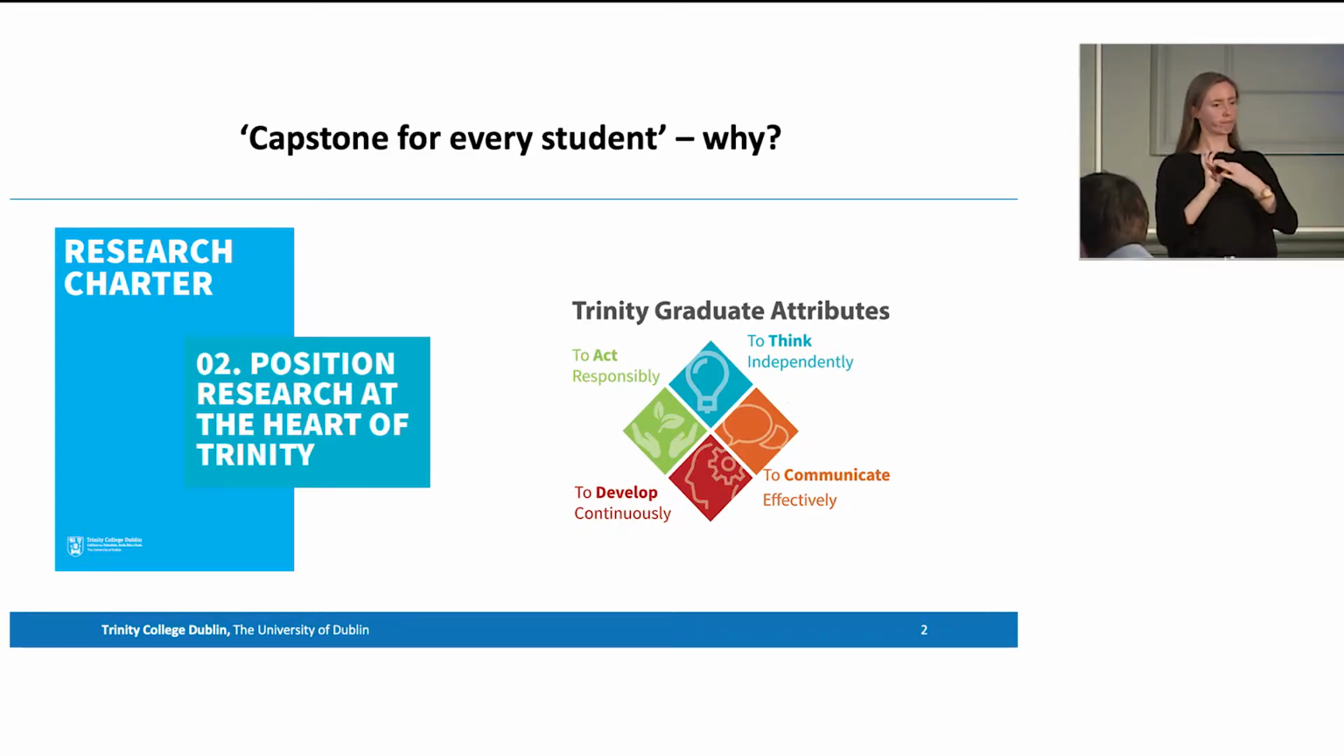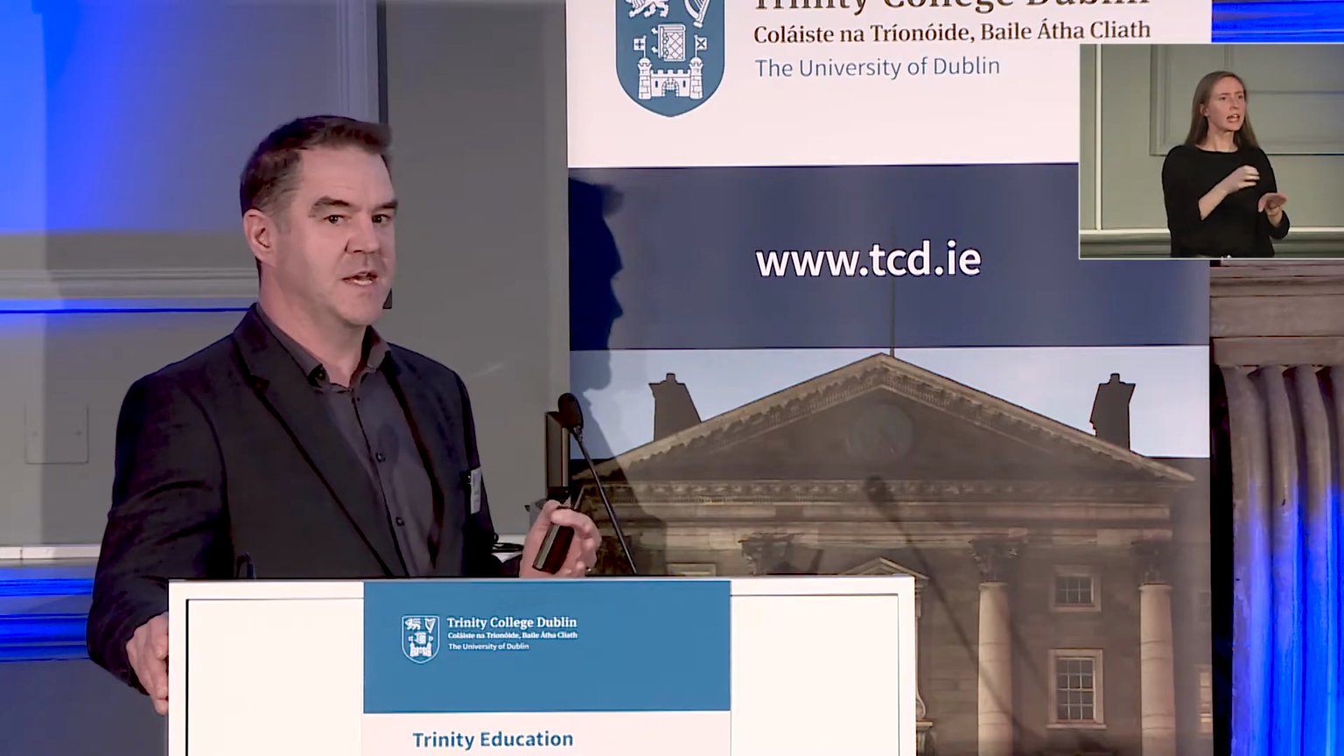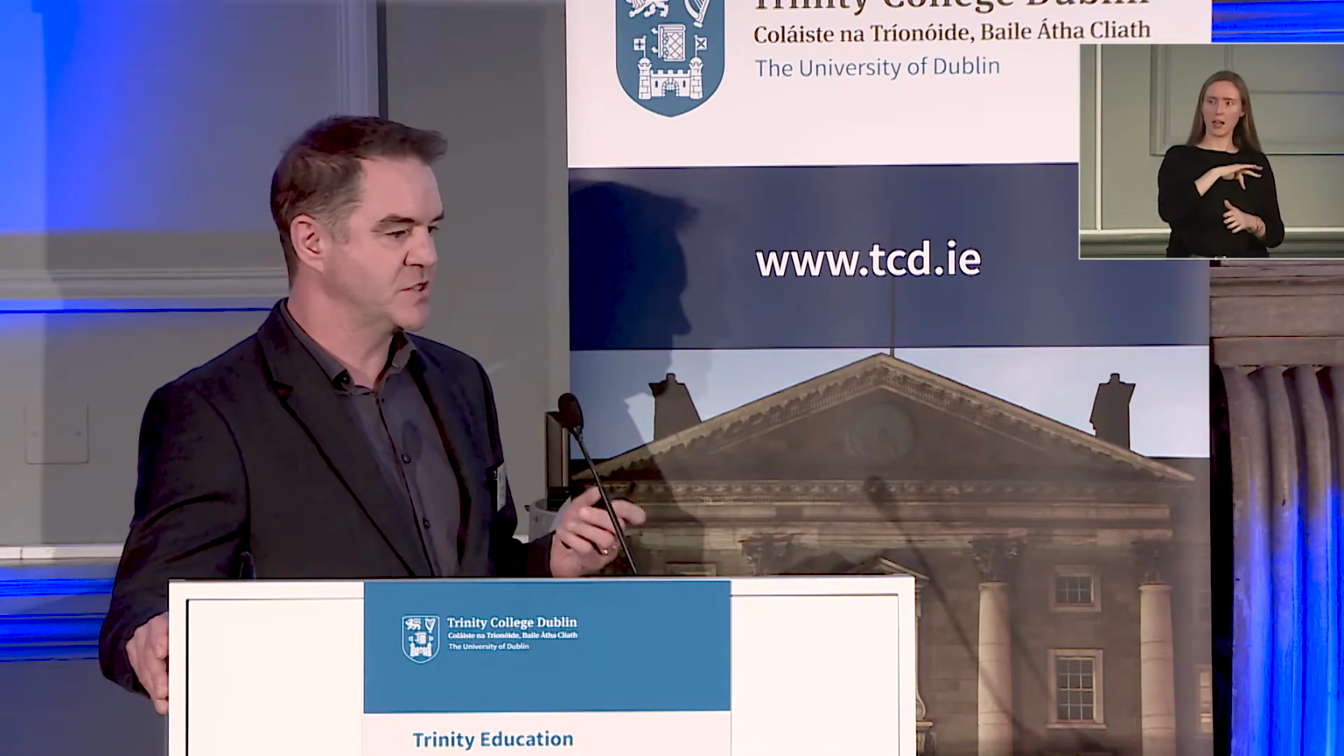And not only that, the Capstone is a fantastic way to both develop and to showcase the Trinity graduate attributes that we've been hearing so much about this evening. So acting responsibly, thinking independently, communicating effectively, and developing continuously. All of these come into many of the Capstone projects. So we're very energized and excited about having a Capstone for every single student in Trinity.